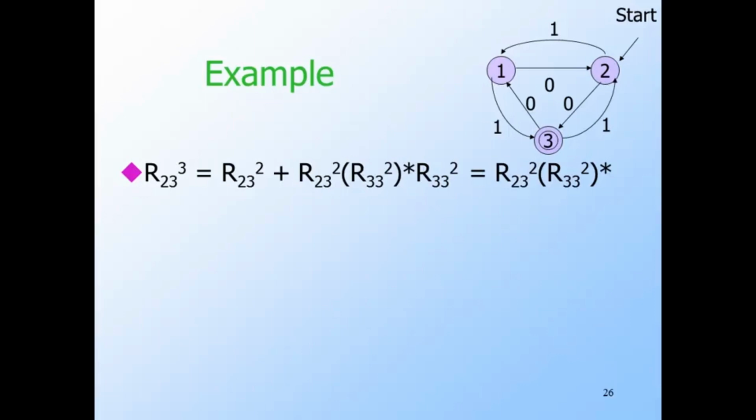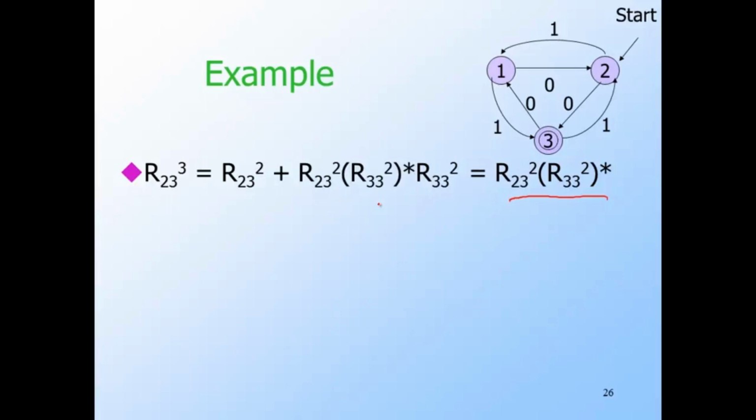Okay, here's the expression for R_23 super 3 in terms of the super 2 expressions. This expression is special because state 3 appears in two places as both k and j, and as a result we can simplify it as shown to R_23 super 2 concatenated with R_33 super 2 star. The reason is that if E is any regular expression such as R_33 super 2, then E star E is the concatenation of one or more E's.